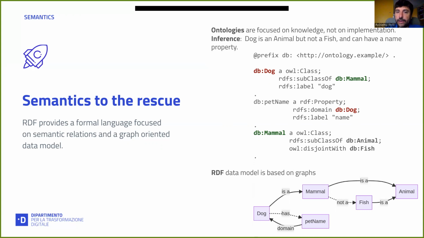And the resource description framework data model is based on graph. Here we have a simple representation of this ontology. We can see that dog is a mammal, that is an animal, but not a fish. A fish is an animal. And dog has a pet name, and the pet name is a property in the domain of dogs.